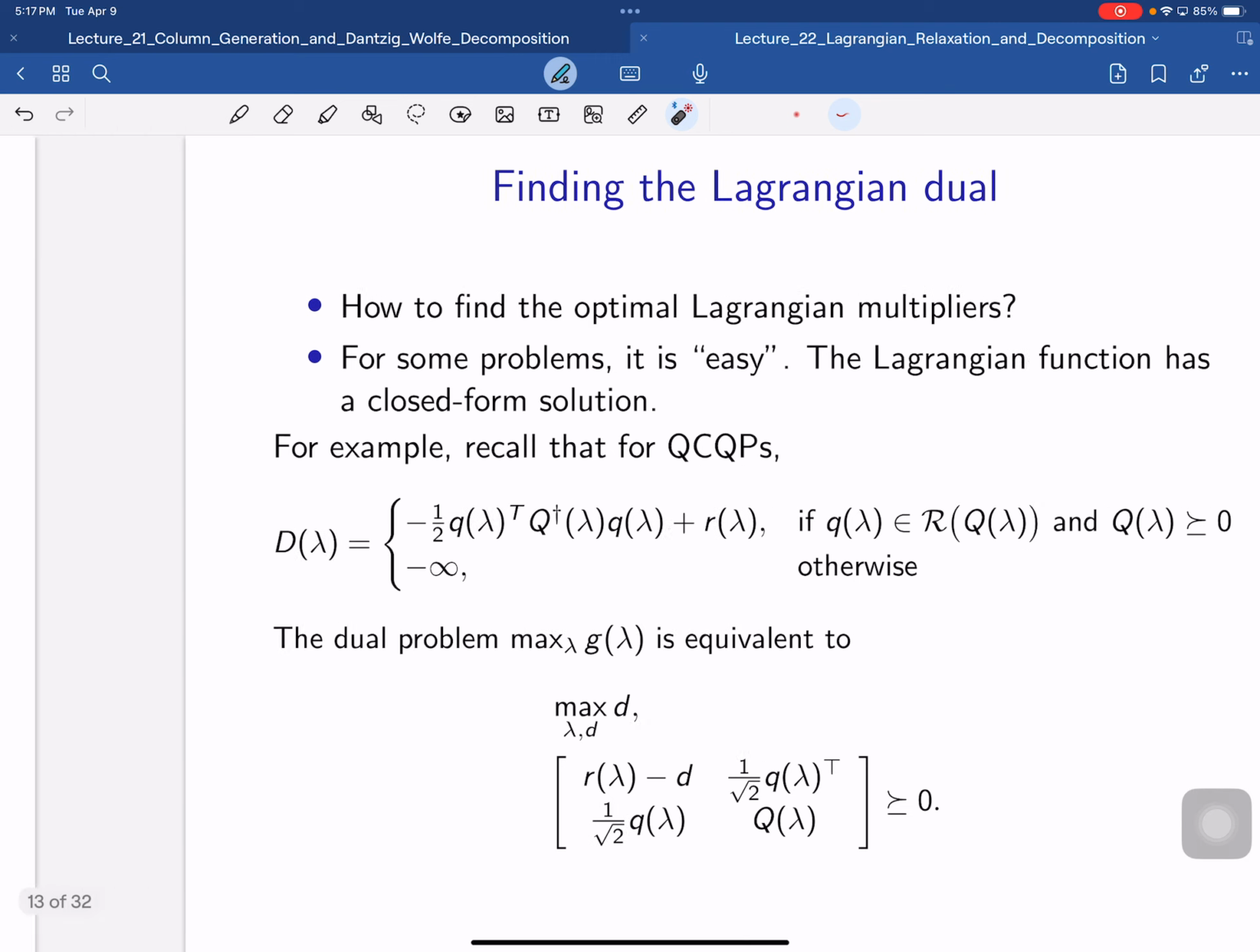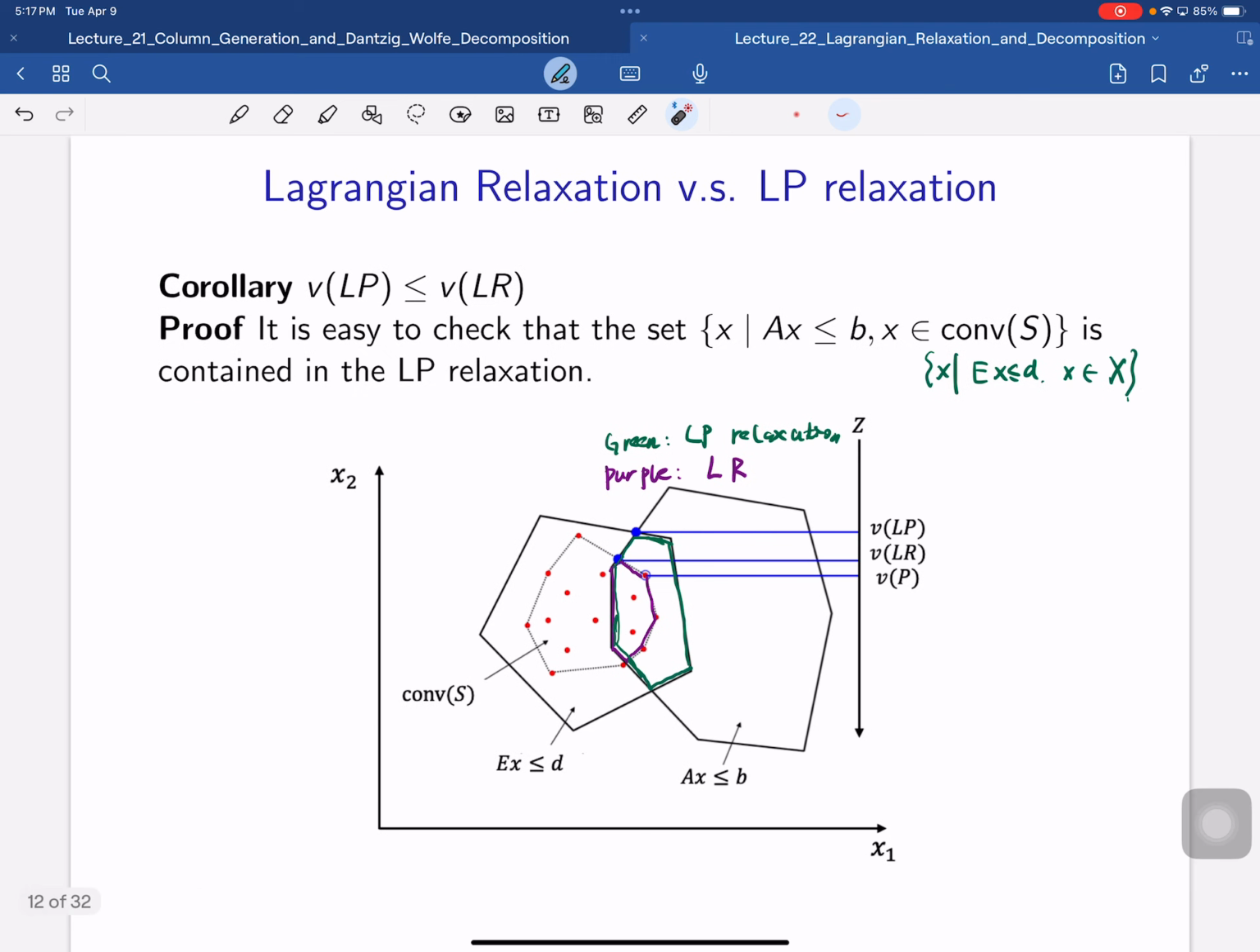Okay, so hopefully the intuition is at least clear now. When you apply Lagrangian relaxation, you are going to get something tighter than the LP relaxation, but that still doesn't give you the optimal value of the original MILP. This is a key takeaway of what this theorem implies.